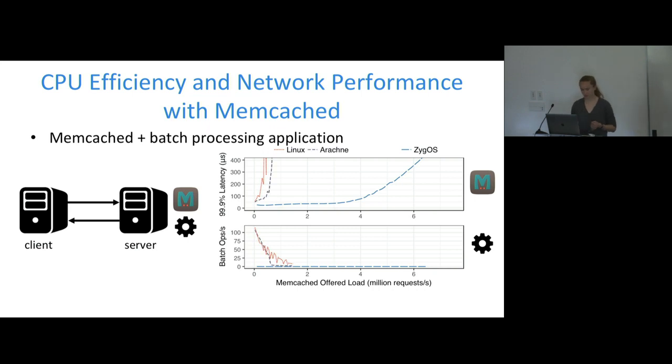So now let's look at how Arachne performs. We can see that Arachne improves over Linux. It maintains lower tail latencies for memcached, and it's also able to reallocate cores across applications, so it achieves some throughput for the batch processing application.